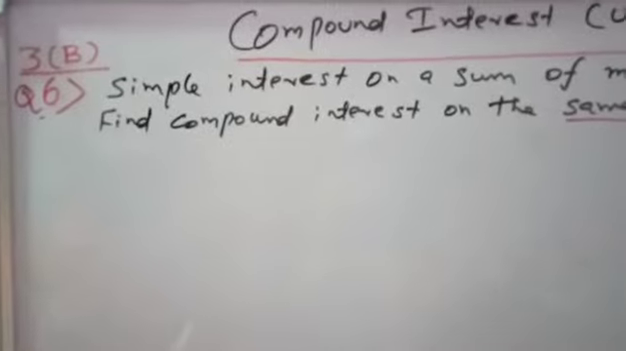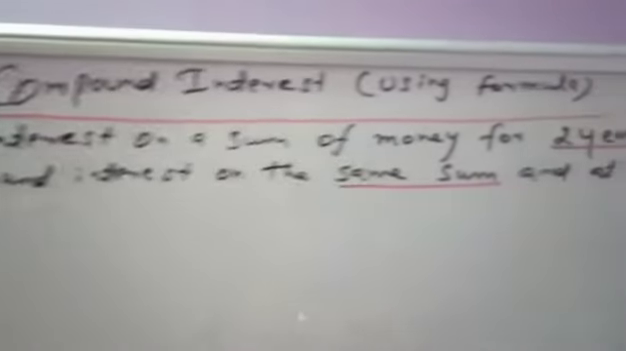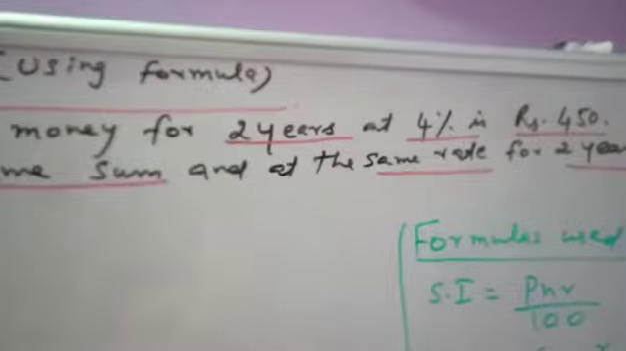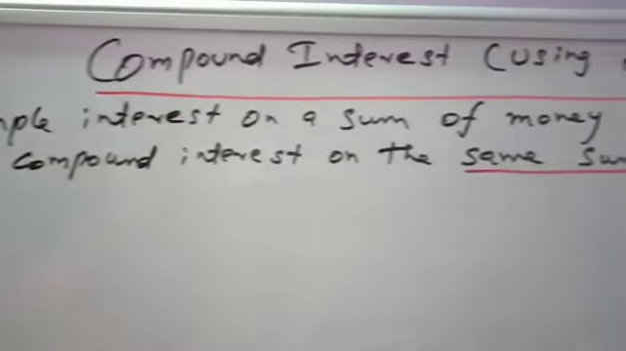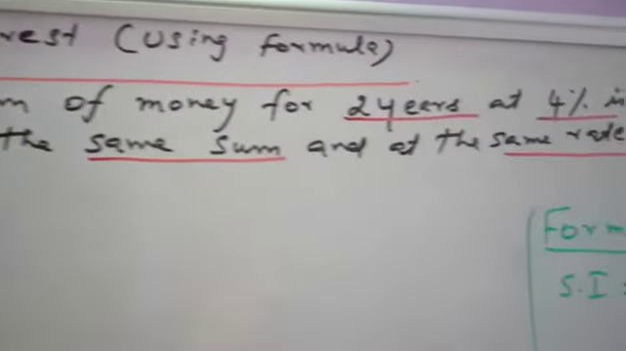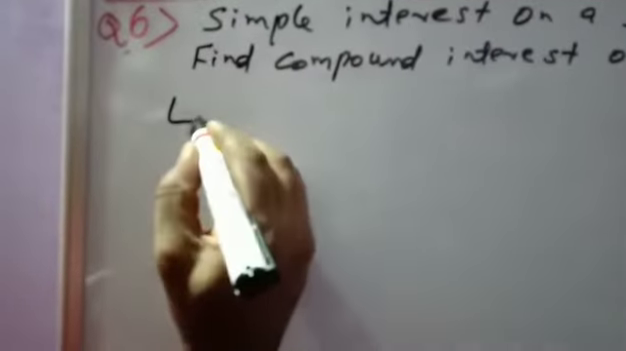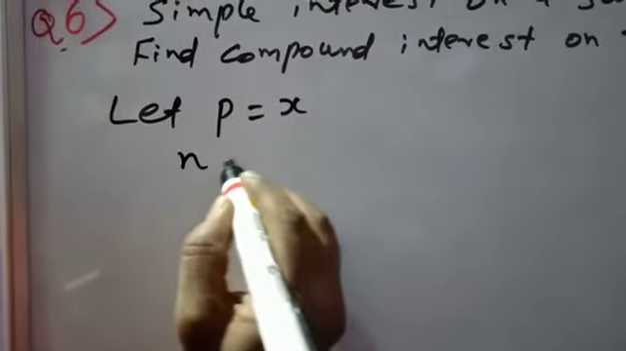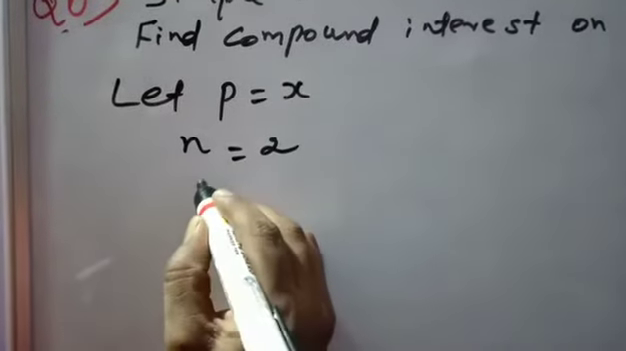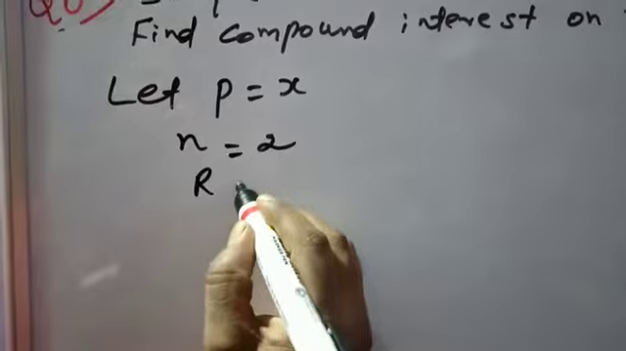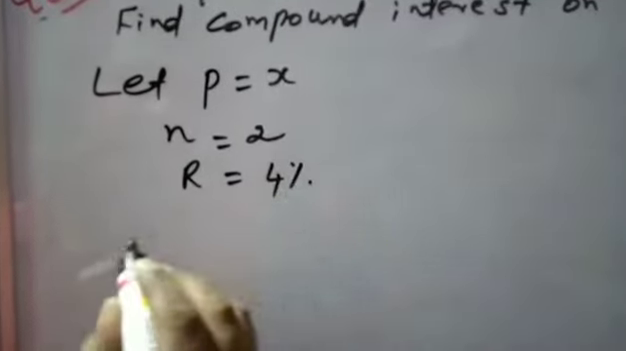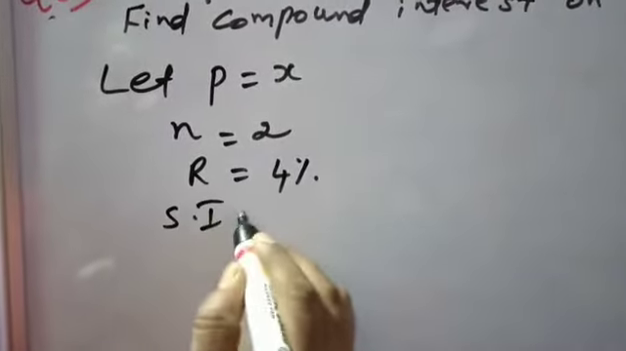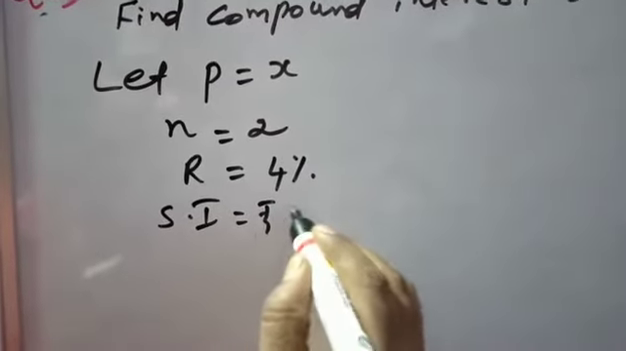Sixth question. Simple interest on a sum of money for 2 years at 4% is rupees 450. Find the compound interest on the same sum and at the same rate for 2 years. So here we can take principal P equal to x, N equal to 2 years, rate R equal to 4%, and simple interest given as rupees 450.